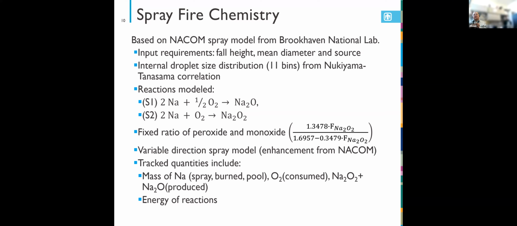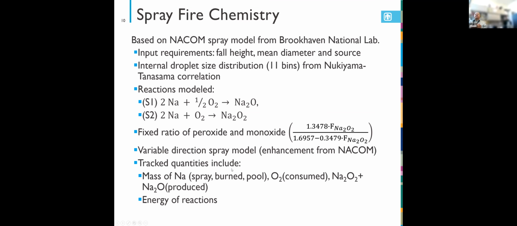Only the reactions of oxygen are shown here: one for monoxide, the other for peroxide. And it calculates a ratio between peroxide and monoxide using this correlation here.